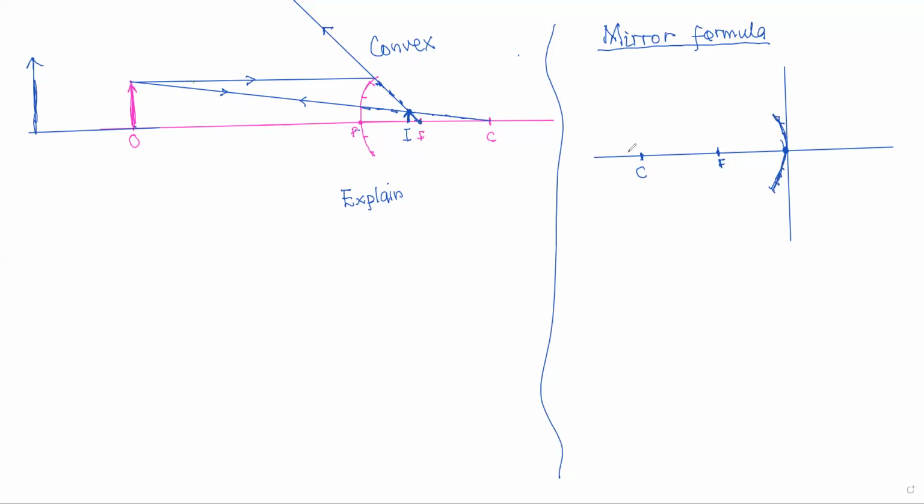Let's place the object. It can be any other position, but I am choosing to place the object at C. Okay, let me vary it. The object is beyond C. So let's use a ray diagram to form an image of this object. A ray parallel to the principal axis after reflection will pass through F.